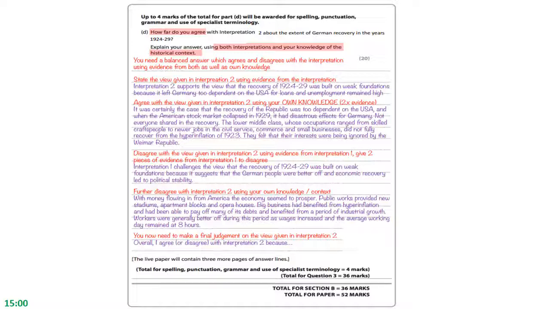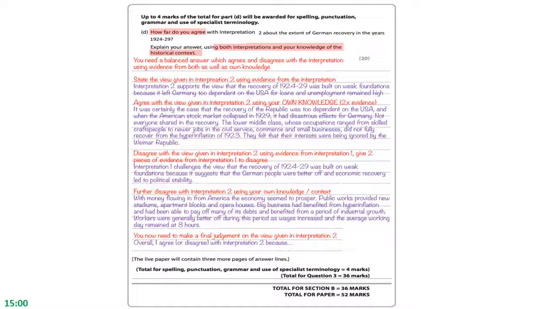Not everyone shared in the recovery. The lower middle class, whose occupations ranged from skilled craftspeople to newer jobs in the civil service, commerce and small business, did not fully recover from the hyperinflation of 1923. They felt that their interests were being ignored by the Weimar Republic. Okay, great. You've given a reason to agree with the interpretation.